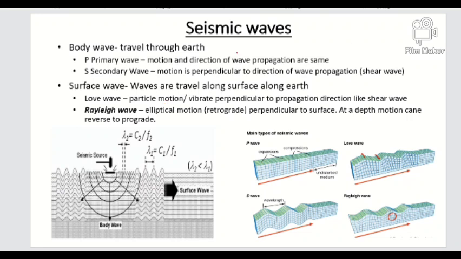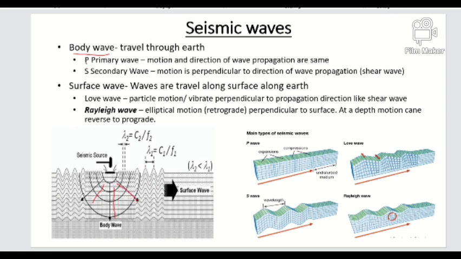Seismic waves come from any source where impact energy travels from one part of the ground to another part and creates a wave, and it will disturb the ground. The first type is the body wave, which, as you can see in the figure, travels through the earth.